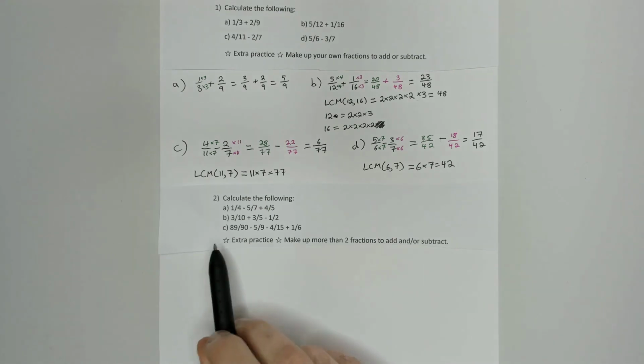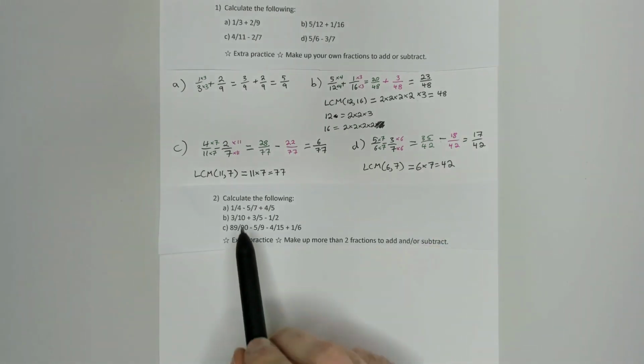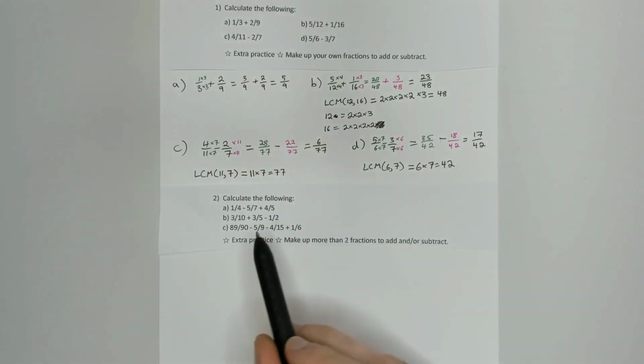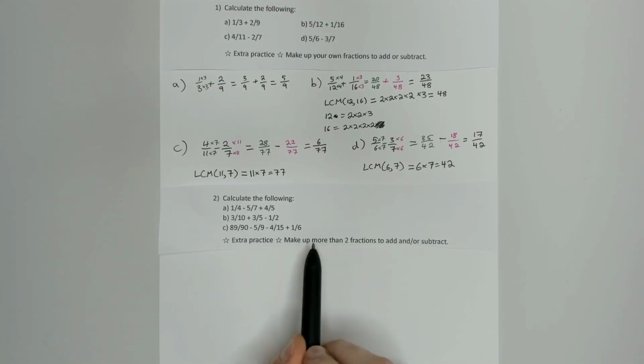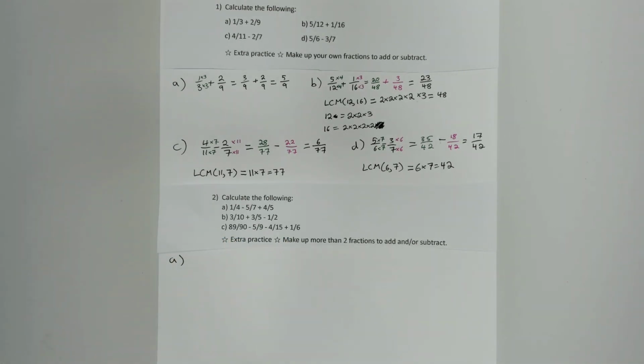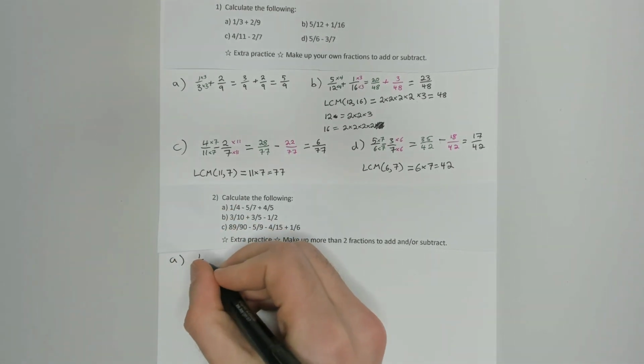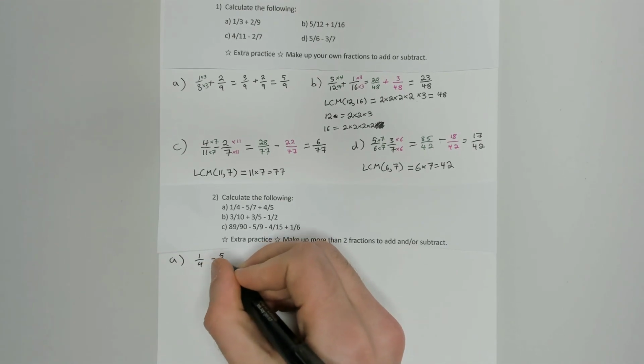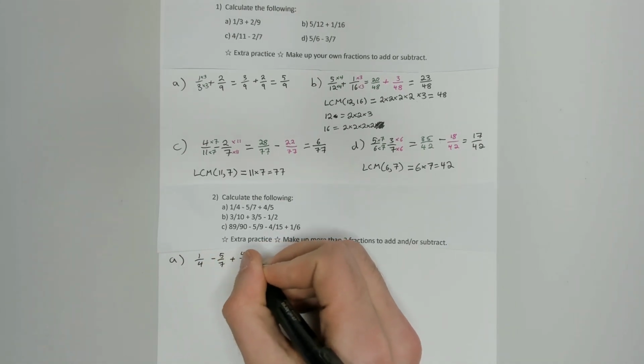Alright, so it says calculate the following. So it's similar to 1, except instead of just combining 2 fractions, we're combining 3 fractions, or 4 in this case of part C. So just a little bit more work, but overall the same kind of process. So we have 1/4 minus 5/7 plus 4/5.